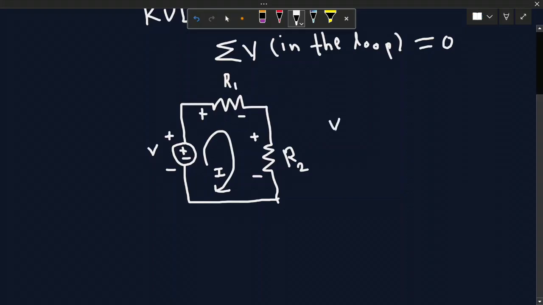V is the voltage according to Ohm's law. V is equal to IR. So instead of voltage, we can consider IR also, because in the loop we have R1 and R2. So V is equal to IR. Now what we have to do in this case, this is positive and negative, this is positive, negative. We assign the sign and we have to move in a clockwise direction.